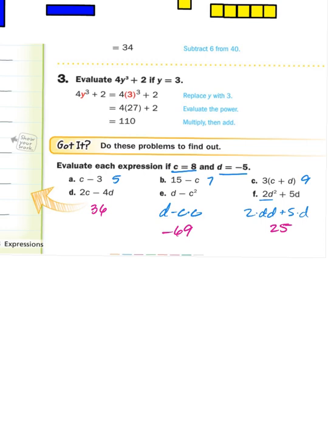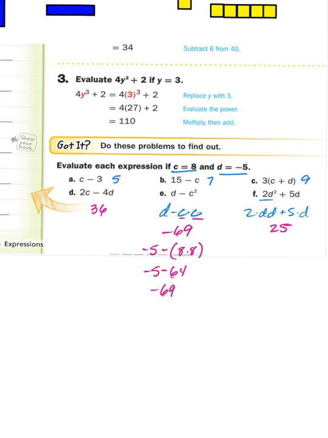But for those that are watching the video and weren't a part of the class, I'll help you understand, because these are the two that probably get the most questions. Okay, so on E, it says that D is -5, so you'd have -5 minus C squared, which is 8 times 8, because C squared is C times C. So that means you have -5 minus 64, which is going to be -69.